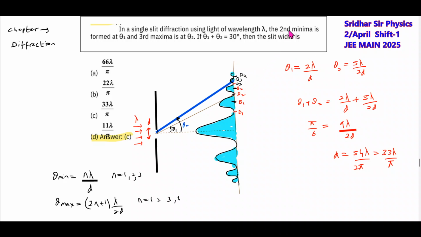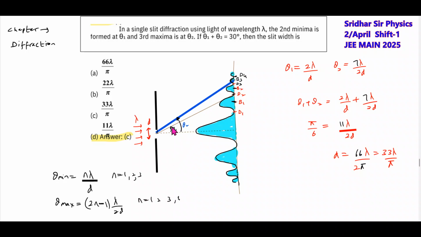Okay, fine. Second minima will be how much? 2 lambda by 2. Third maxima, so this will be 2n minus 1. Okay, so these are the formulas. The angular position of the maxima are given by this formula where n equal to 1, 2, 3, 4.